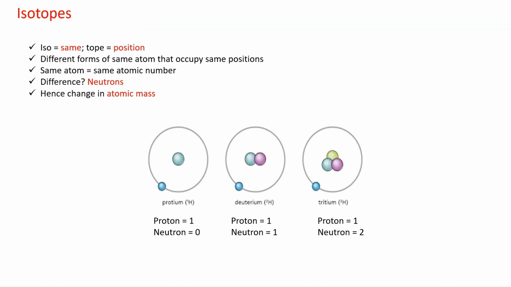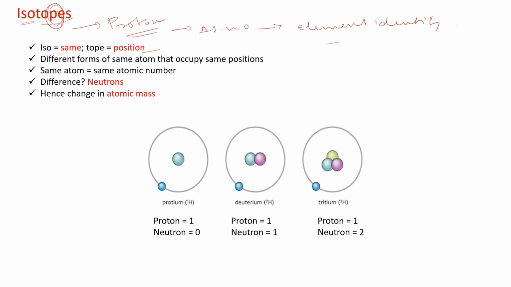Okay. Isotopes. What are isotopes? Iso means same. Topes means position. So isotope means same position. You can remember it with this alphabet, P for proton. That means isotopes are the elements having the same number of protons. When the protons are the same, that means the atomic number will remain the same. That means the element identity will be the same. Correct? We already learned this.